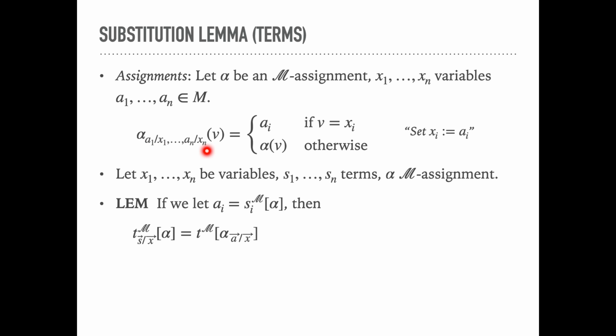So again, what this says is that it doesn't matter whether you first substitute and then evaluate according to the original alpha, or first evaluate the terms that you will later substitute, and then evaluate with this modified alpha, where you essentially change the value to the values that you obtain if you evaluate the substitution terms first, and then evaluate the original term over that assignment. That gives you the same value.